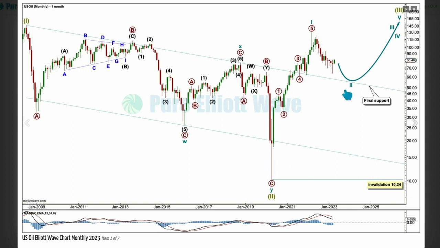If 2 is over here, then 3 should have begun, and 3 must subdivide as a 5-wave impulse, which will be labelled at cycle degree 1, 2, 3, 4, 5. 2 may not move beyond the start of 1 below 10.24, but I would expect very strong support if it reaches down to the upper edge of this channel. So this trend line is important.